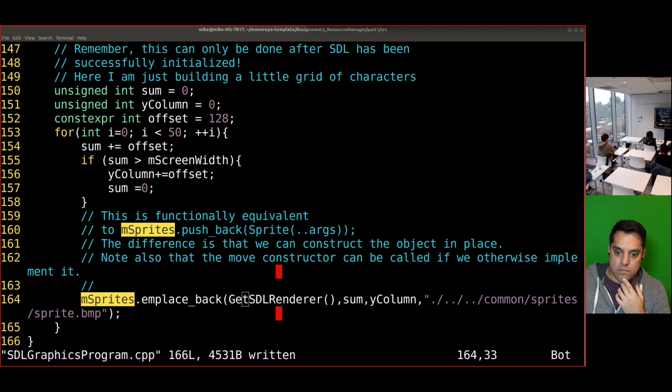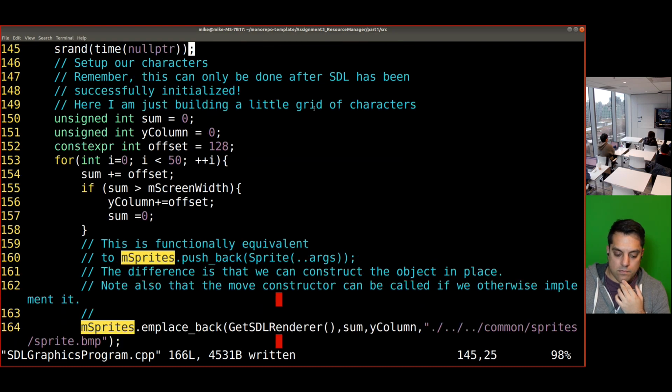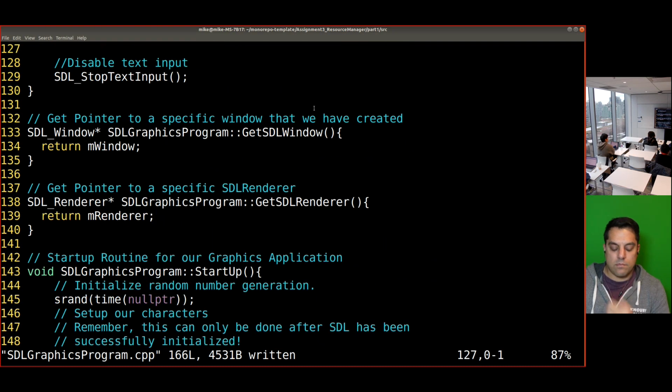So what I did is I changed the move constructor. Currently in the sprite.hpp, we have the move constructor equal default. When I get rid of that, the move constructor looks almost just like the copy constructor. And then the copy constructor will be called by the vector when the vector resizes, like doubles its size. So that's the problem that I'm running into.